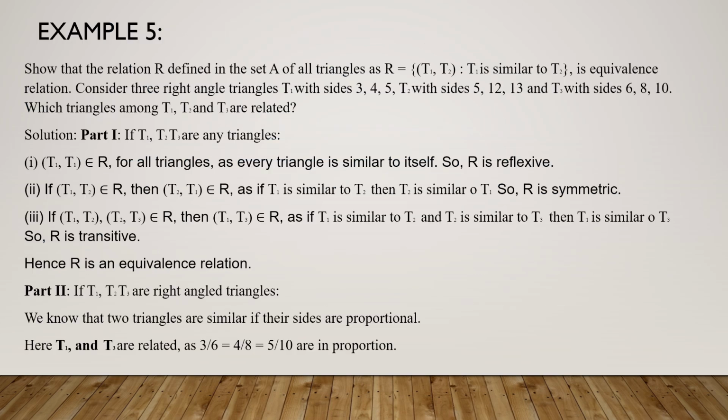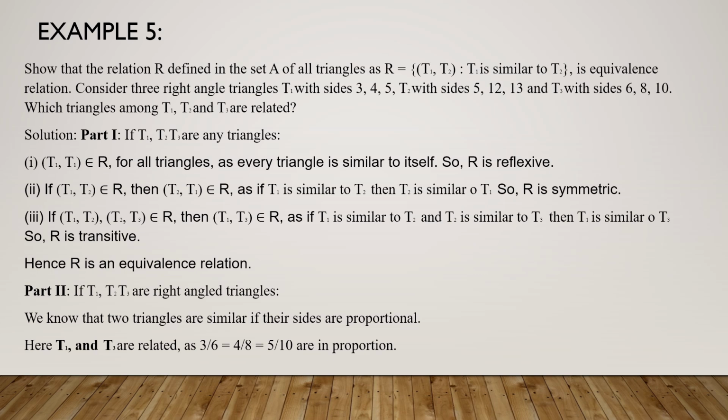Next, a different kind of example. Show that the relation R defined in a set A of all triangles as R is equal to the set of ordered pairs T1, T2, where T1 is similar to T2. That means it is the similarity of triangles relation. We have to show it is an equivalence relation. Previously, if you remember, we had seen that it is reflexive, symmetric and transitive. So that means it is an equivalence relation. So that is very simple.